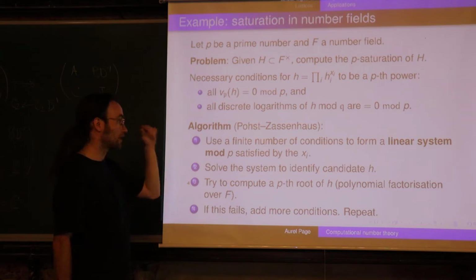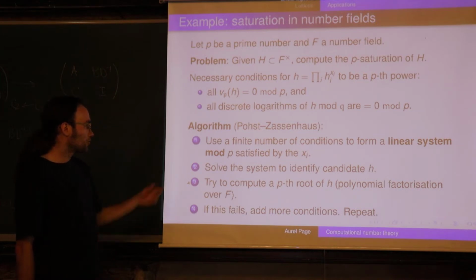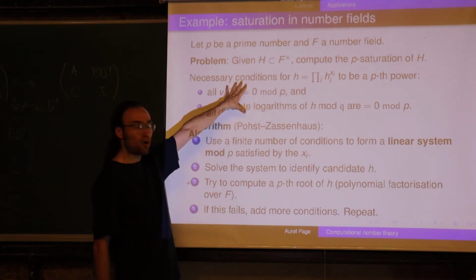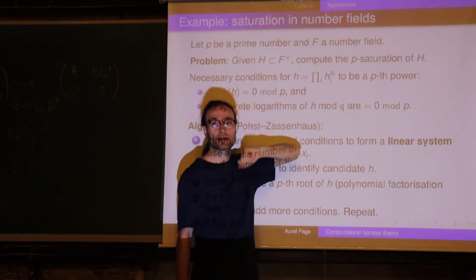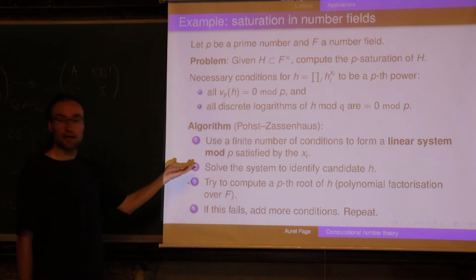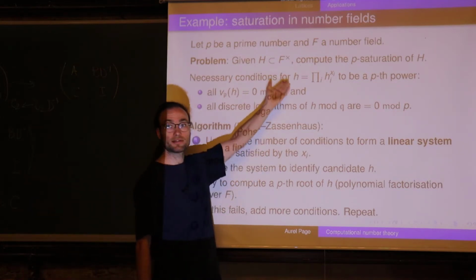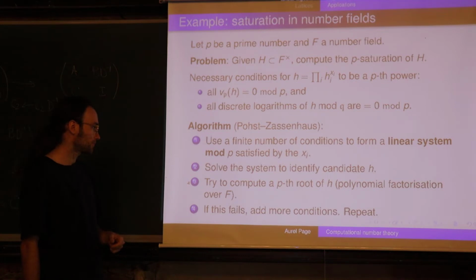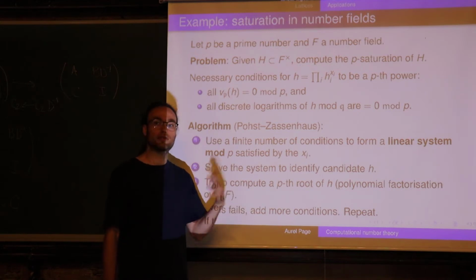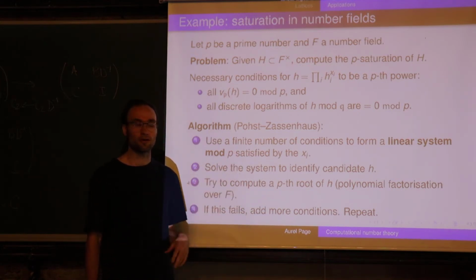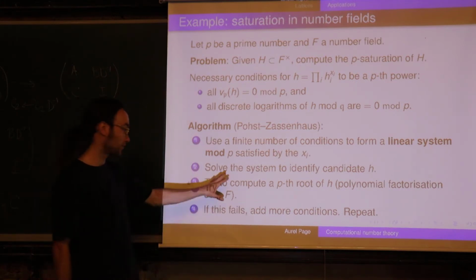And so you can combine them into the following algorithm, which is due to Pohst and Zassenhaus. Use a finite number of these conditions, among this infinite set, to form a linear system modulo p that must be satisfied by the coefficients x_i. You solve the system, which is just a kernel mod p, and this identifies one or several candidates h that could be p-th powers. Then you try to compute p-th roots of these elements h, and this is just a polynomial factorization: you just find roots of x to the p minus h. So we can do that in polynomial time.